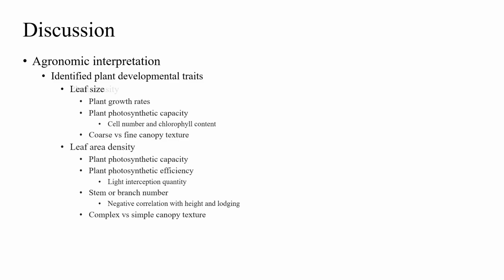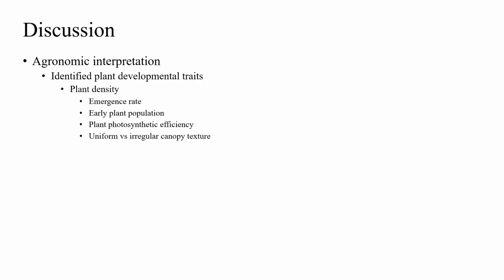The last one, plant density. Given consistent seeding rates, plant density in images reflects emergence rate and early plant population. It also can affect plant photosynthetic efficiency as it is plant spacing dependent. Higher plant density leads to a more uniform canopy texture, while lower plant density results in an irregular texture. In general, plots with fewer plants emerged are expected to have lower final yields.